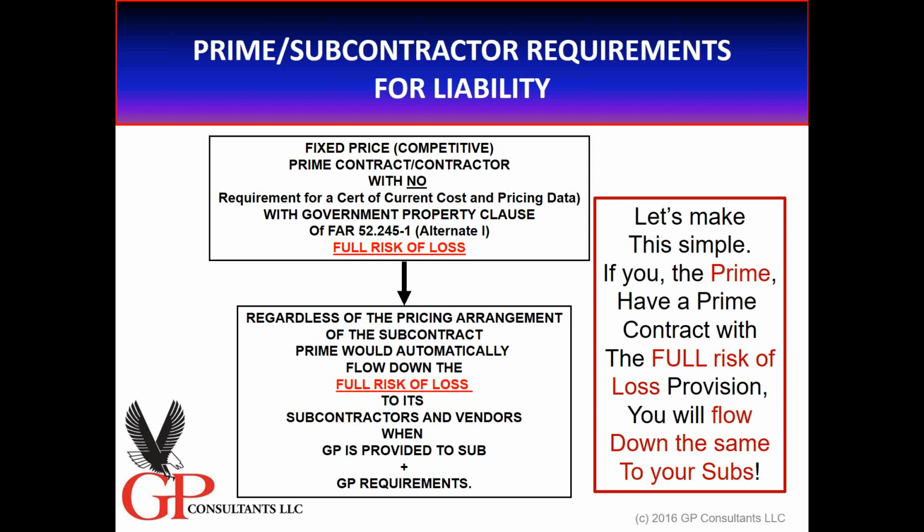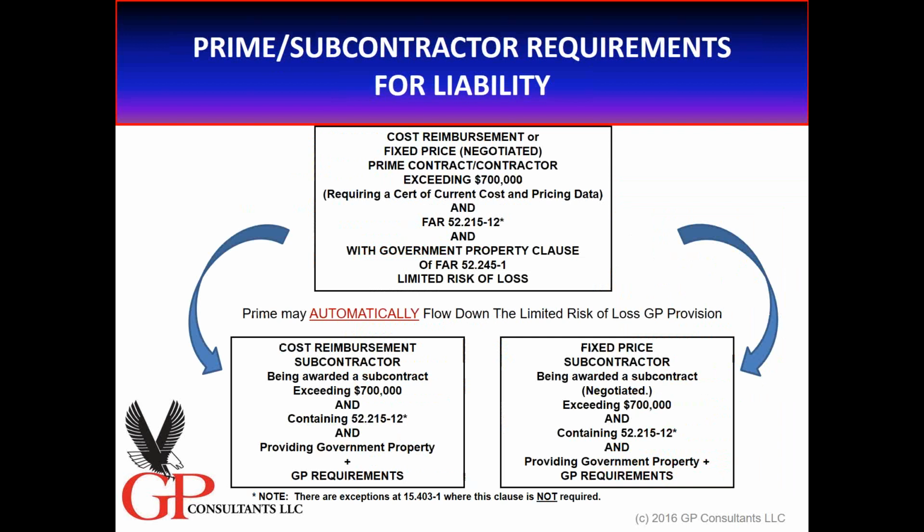Notice, just because you change something on that doesn't mean it changes yours. So for fixed price competitive prime contracts, if you have the full risk of loss, you will flow down the full risk of loss to your subs, right? Pretty simple. This is where it gets a little bit more complex. So I need to tell you history for a moment. In the old days, prior to 2007, if the prime wanted to flow down the limited risk of loss to a subcontractor, they had to come in to the government contracting officer and ask, "Mother, may I?"